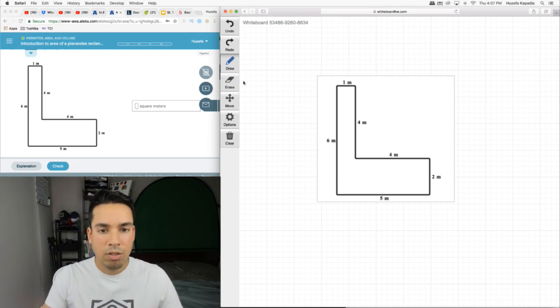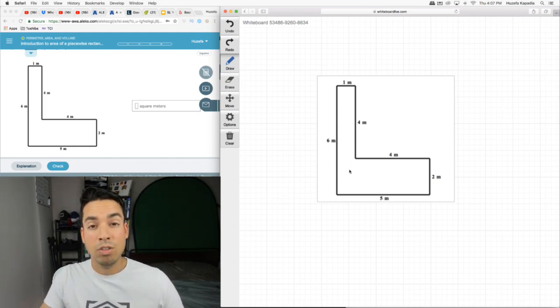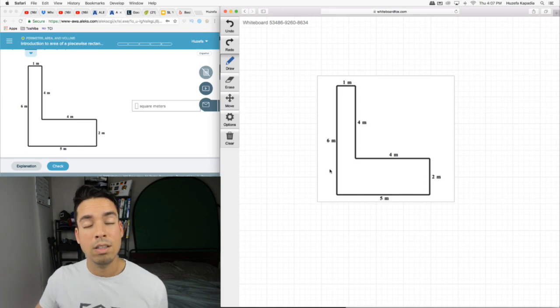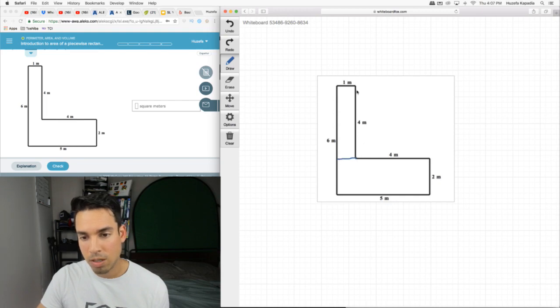All right, so what we've got to do is break this up into two rectangles, because we know how to calculate the area of a rectangle. We don't know how to do it for this crazy thing. So I'm going to draw a little line across and split it up. Now I've got two rectangles: I've got this rectangle and I've got this rectangle.